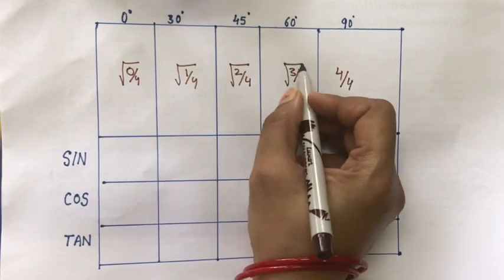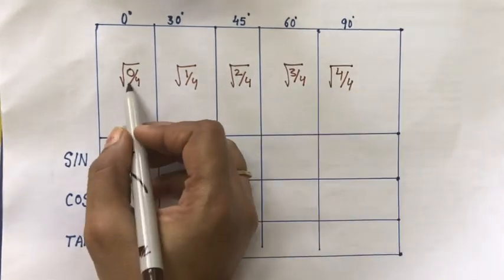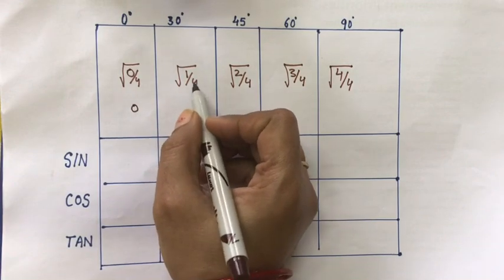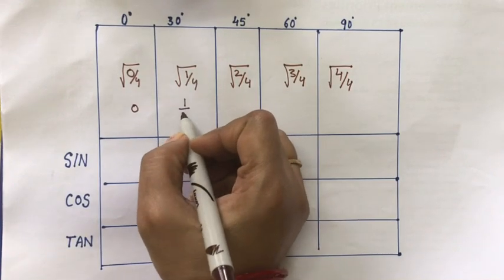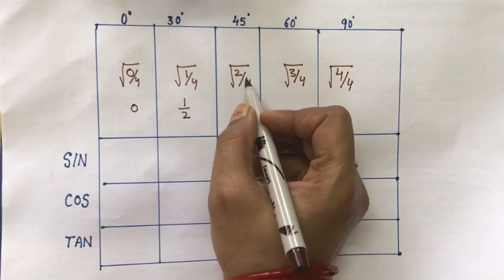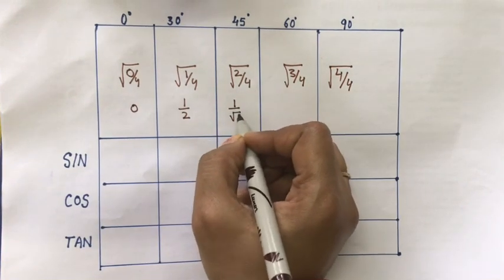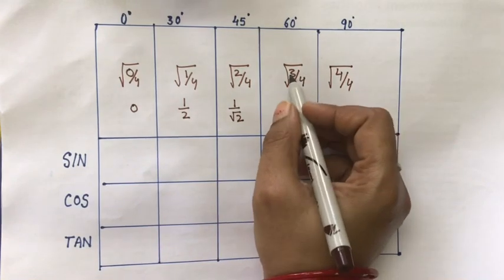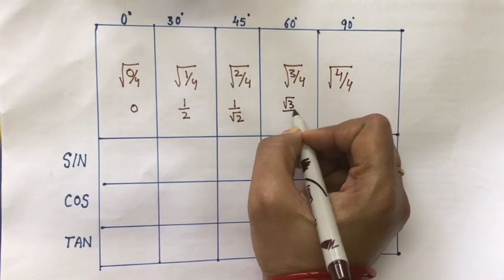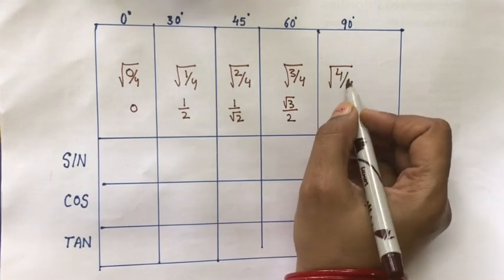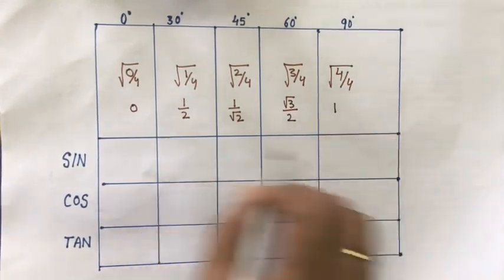And the value we get, 0 by 4 will be 0. Root 1 by 4 will be 1 by 2. Root 2 by 4 means it will be 1 by root 2. Root 3 by 4, so root 3 by 2, what is the root of 4? 2. 4 by 4 is 1 and root 1 is 1. So here you are done with.